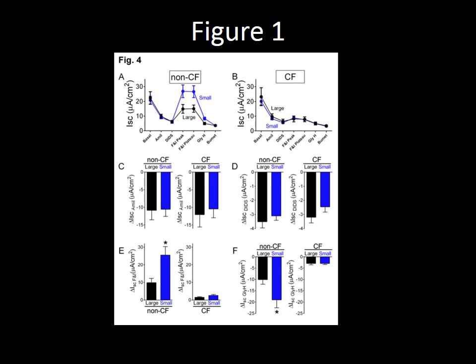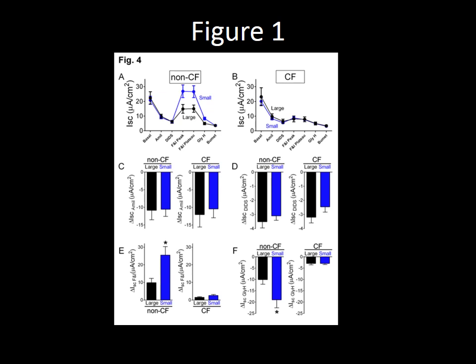In this figure, they measured the current of chloride ions, and they did this on the y-axis, which is measured in microamps per centimeter squared. And on the x-axis, they listed all the reagents. In figure A, they measured within the non-cystic fibrosis pigs, and the smaller airways had a higher average current.